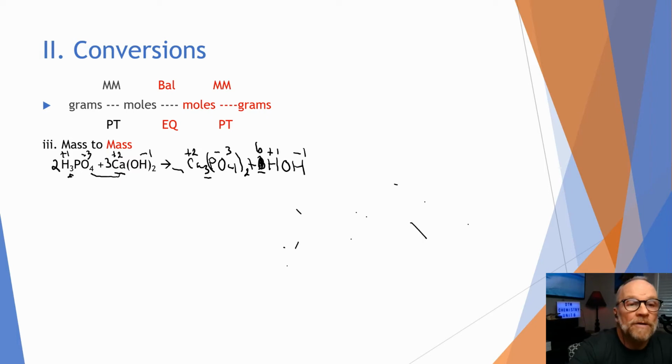So let's double check. 2 times 3 is 6, 6 hydrogens. 2 times 1 is 2 phosphates, 2 phosphates, 3 calciums, and 3 times 2 is 6 hydroxides and 6 hydroxides. So now we are balanced.